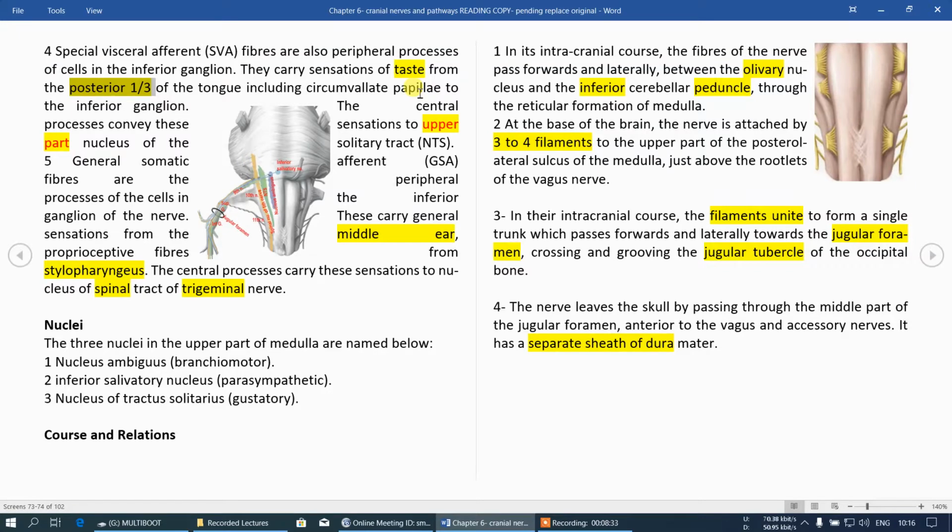In the posterior 1/3 and posterior most part, general and special sensation are both carried by the same nerve. That is, for the posterior 1/3, the glossopharyngeal nerve carries both general and special sensation. For the posterior most part of the tongue, both general and special sensation are carried by the vagus nerve, that is the internal laryngeal branch. So only the anterior 2/3 has separate general and special nerves. The rest, posterior 1/3 and posterior most part, have the same nerve for both. So here the glossopharyngeal nerve supplies both general and special sensation from the posterior 1/3 of tongue.